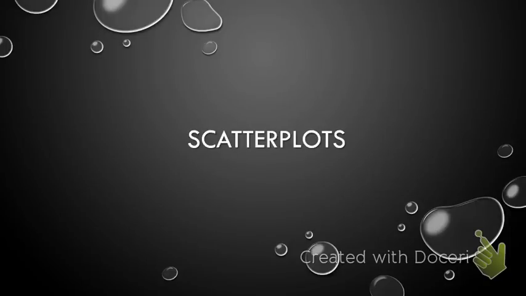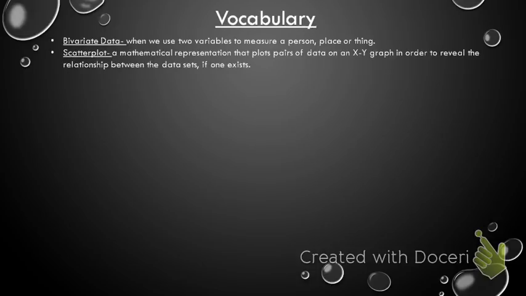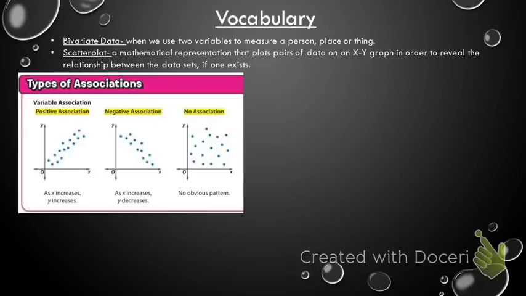Alright, we're going to go into scatterplots, which I think is pretty easy for you guys. It's mainly just knowing how to read the data. Okay, with scatterplots, our vocabulary: you have bivariate data, when you use two variables to measure a person, place, or thing. And your scatterplot is a mathematical representation that plots pairs of data on an XY graph in order to reveal the relationships between the sets, if one exists.